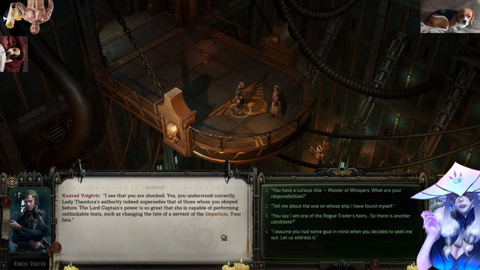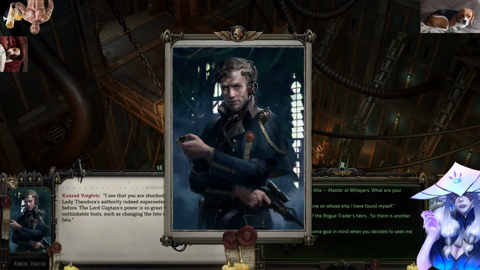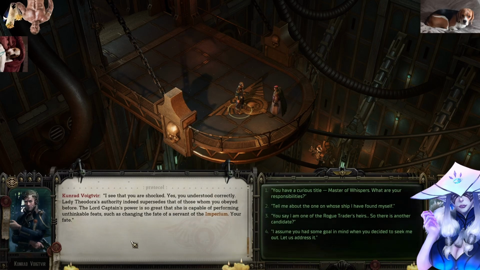Yes, you understood correctly. Lady Theodora's authority indeed supersedes that of those whom you obeyed before. The Lord Captain's power is so great that she is capable of performing unthinkable feats, such as changing the fate of a servant of the Imperium. Your fate. You have a curious title, Master of Whispers.